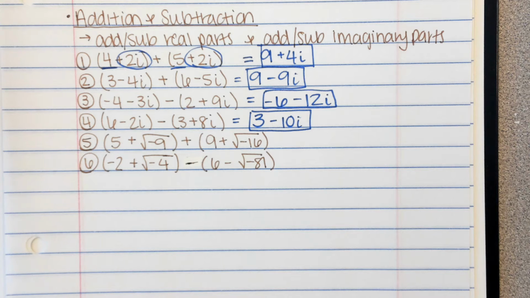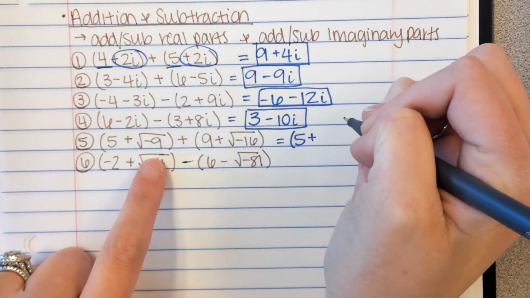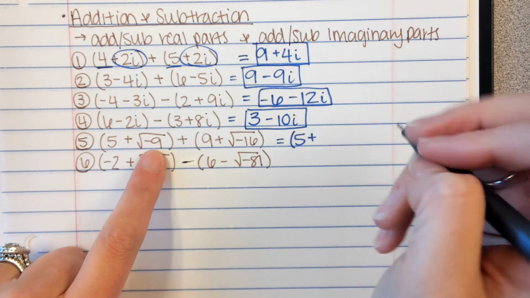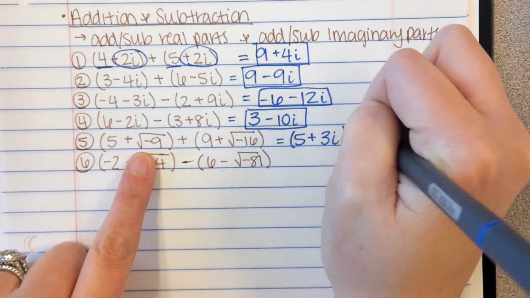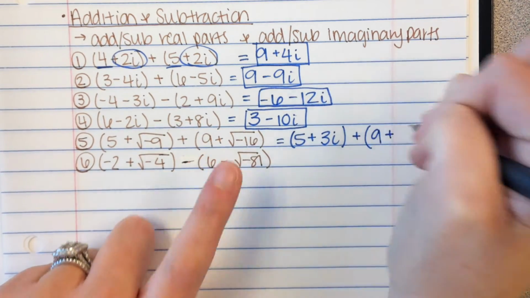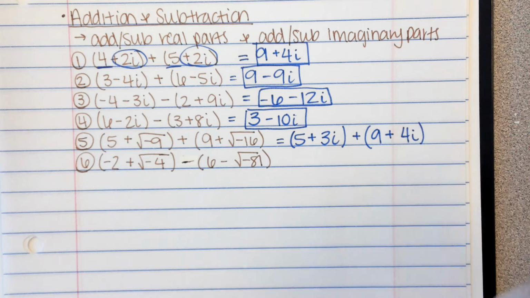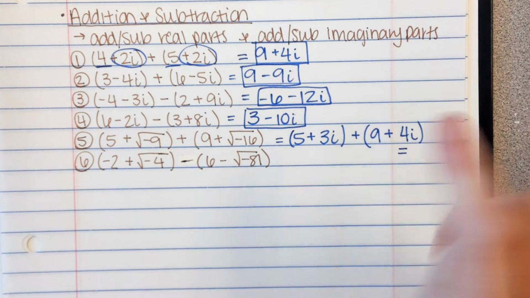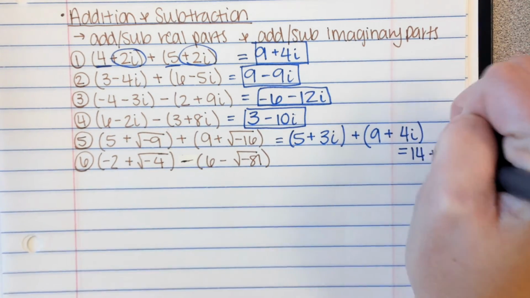Okay, 5 and 6 are a little bit different. You're going to have to simplify the radicals and create your imaginary number, and then do the addition or subtraction. So number 5, the first one is 5 plus the square root of negative 9. So the square root of 9 is 3, and you get rid of that negative by changing it to an i. Plus, we've got 9 plus the square root of 16 is 4, and you get rid of the square root of a negative by adding i. So 5 plus 9 is 14. 3i plus 4i is 7i.